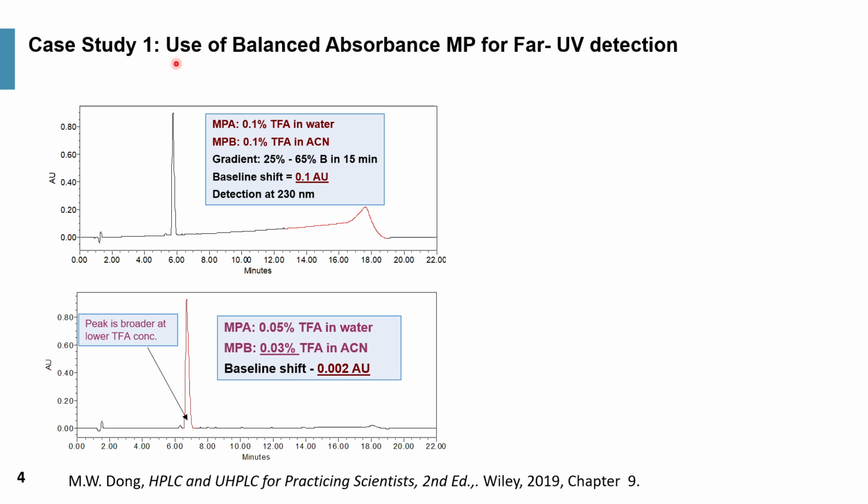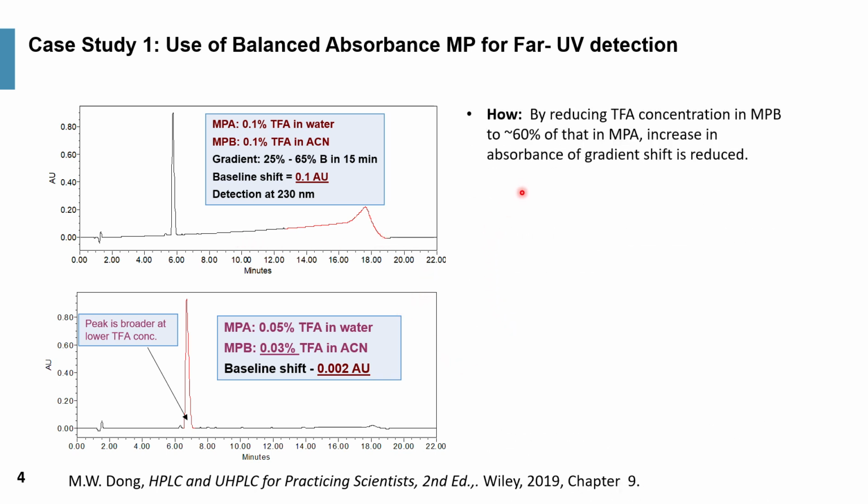So once again, in case study one, we show you that in order to reduce the gradient shift, one can lower the TFA concentration in mobile phase B or acetonitrile to roughly about 60% of that in mobile phase A, meaning that you would use a mobile phase B concentration of 0.06%. In this case, one can almost have a flat baseline. So by reducing the TFA concentration to 60% of mobile phase A, we can offset the gradient shift.